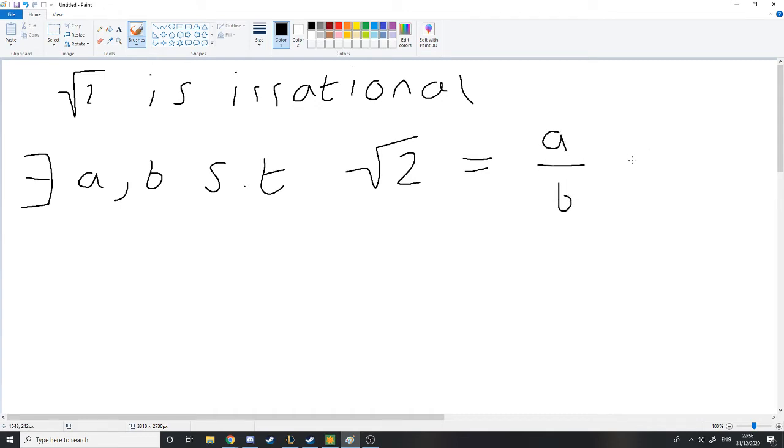and we're going to say that this is the most simplified fraction. These are the two smallest numbers. Okay, so let's get started.